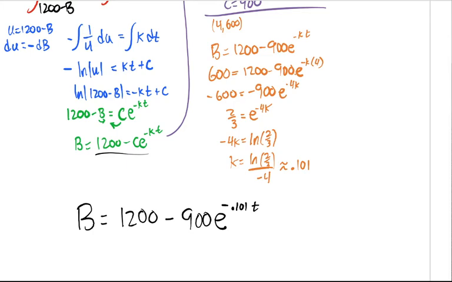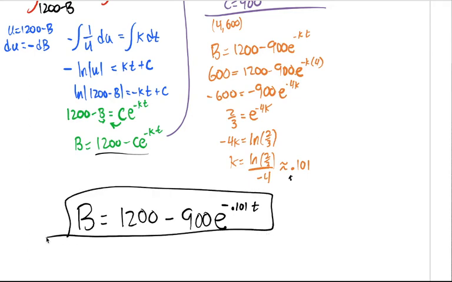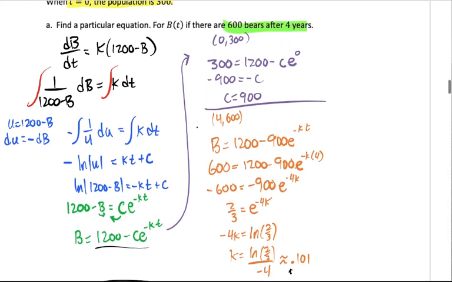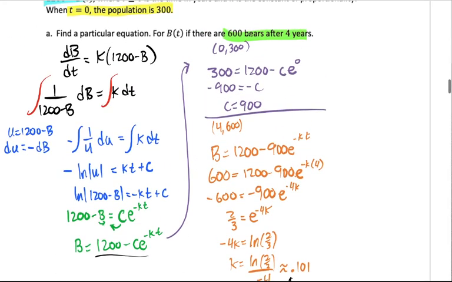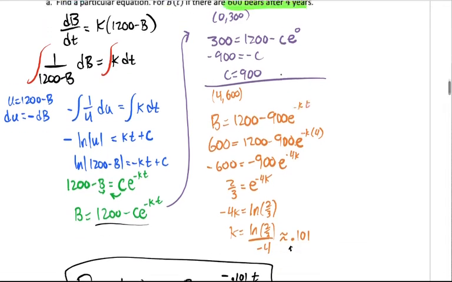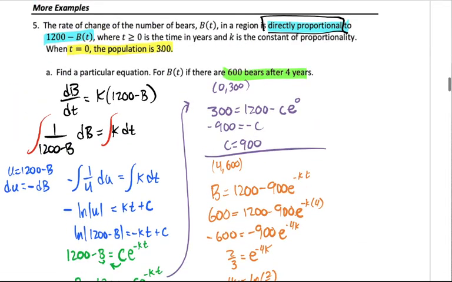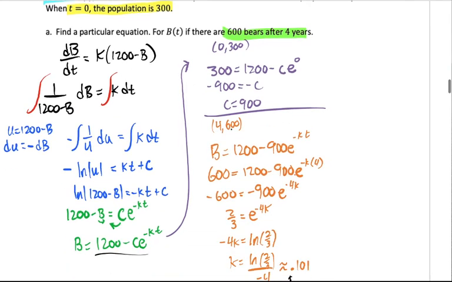Now if we had let that k value just be positive k, not negative k, then when we did all of this process, this would have ended up just being a negative. So it still would have ended up happening anyway, but there we go. So that is the answer to that question. That is the particular equation when there are 4 years later 600 bears when we started off with 300, and we know that it's directly proportional to this 1200 minus b rate.